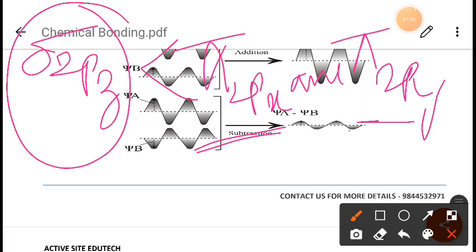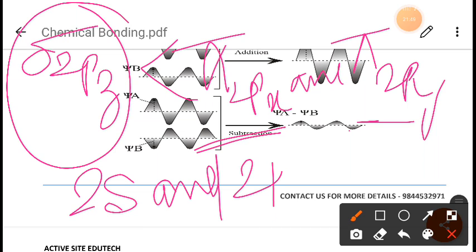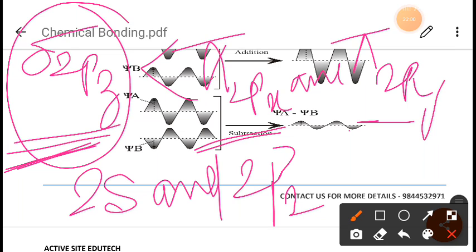Why is it happening? This is due to the large energy difference between the 2s and 2pz atomic orbital in oxygen and fluorine. Why is the energy of this 2pz less than 2px and 2py? Because of the large energy difference between 2s and 2p atomic orbital in oxygen and fluorine.